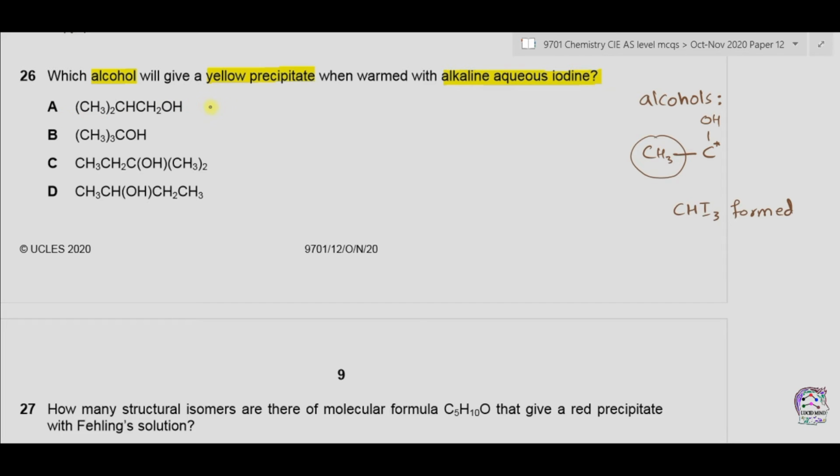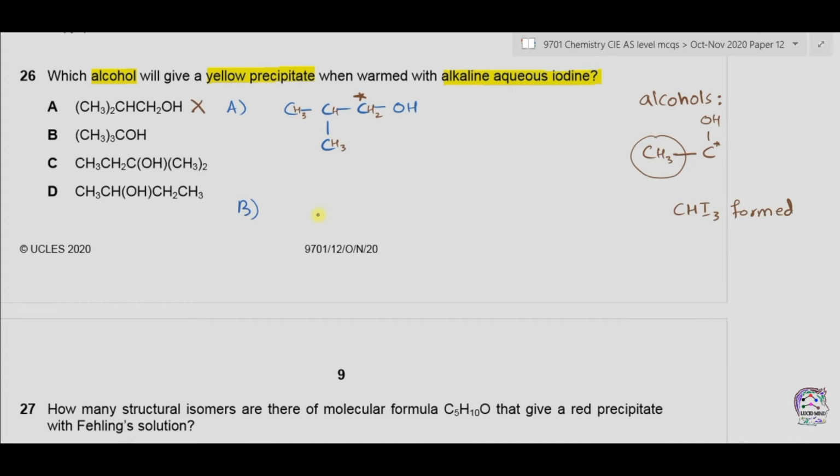We have A, 3 carbon atoms in the long chain. On the second carbon atom we have 2 methyl groups attached, and on the last carbon we have the OH functional group. Putting in hydrogens. As we can see, OH is attached to this carbon, and there is no methyl group directly attached to this carbon, so A does not give a positive iodoform test.